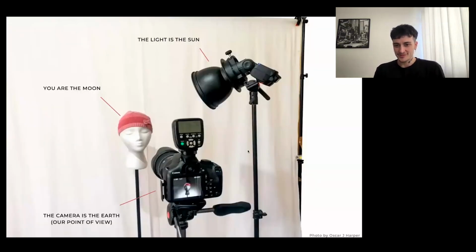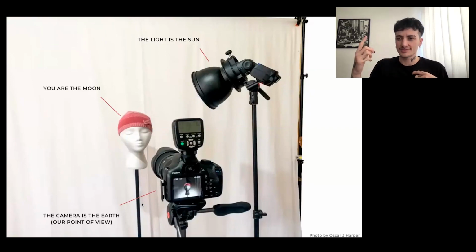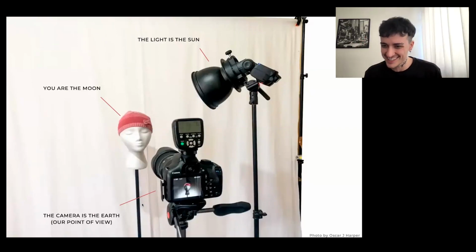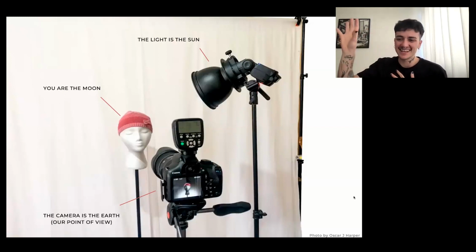So in this example, you are the moon, right? Now you are the moon, and our point of view here on Earth is the camera, right? And the light is the sun. Even for me, sometimes it's a bit tricky, but keep in mind that you are the moon. The sun is the light. The sun is the light is the easiest. Okay, you are the moon, and the camera will be the point of view.